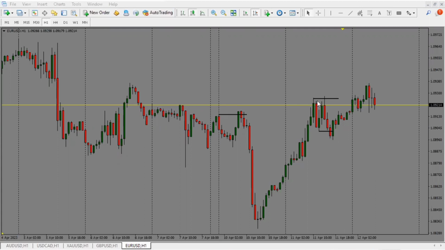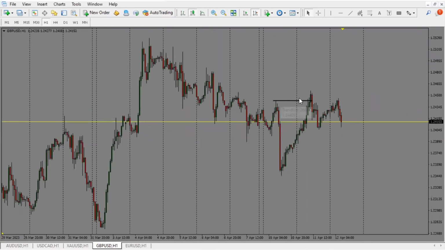Let's go to another pair. Let's go to GBP USD. Let me show you this, because this one is kind of different, but in case you are presented with something different, you should be able to handle it. So let's take a look at this. This previous one was taken out. So let's go to our other.